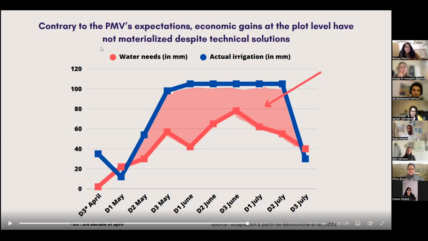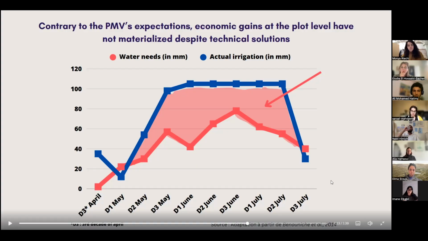This is an empirical observation of onion plots in northern Morocco, comparing in red the water needs of the plant and the actual irrigation with drip irrigation for 30 farmers. You can see that actually they were irrigating twice or thrice the required amount for the plant, which means that even with this technique, if you don't have technical support for the farmers, if you don't have technical trainings, and if you also have a very cheap cost of water, you will have no technical background and no financial interest in saving water and bridging the gap between the red and the blue lines.